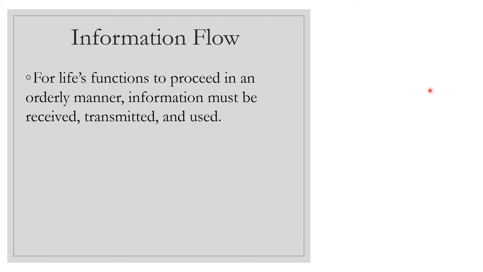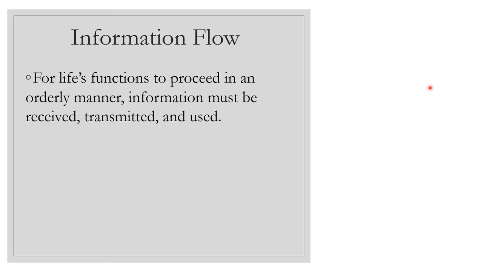Now, the next thing we have is information flow. And information flow is going to encompass a lot of different topics. We have to have information that moves throughout our body so that we can have communication between cells. We need to have communication from our brain to our limbs. So you guys are hopefully writing notes right now.